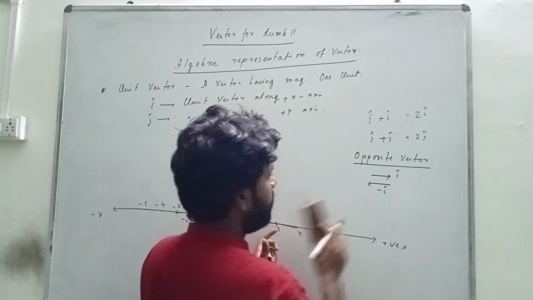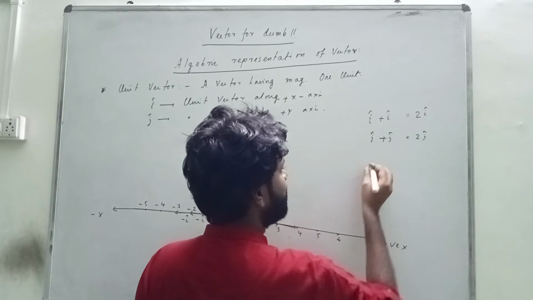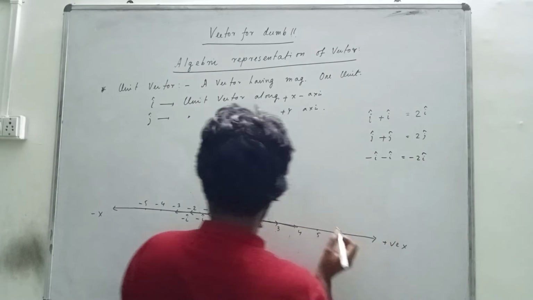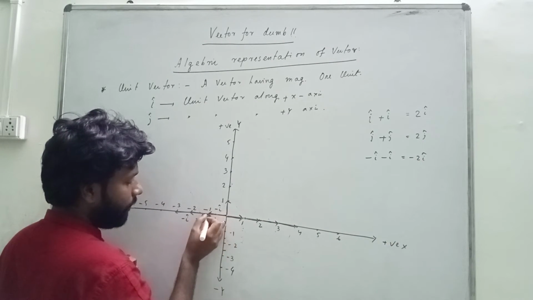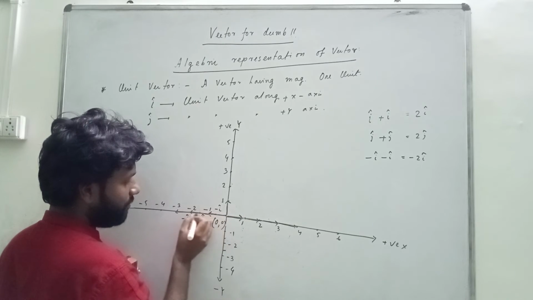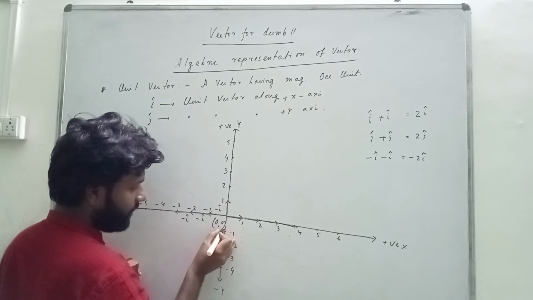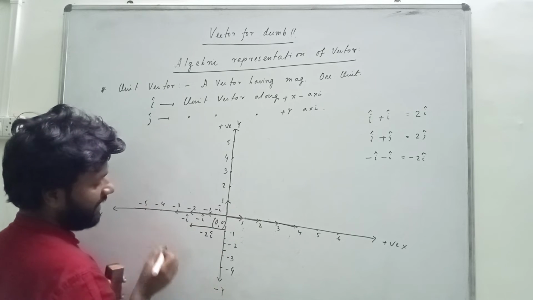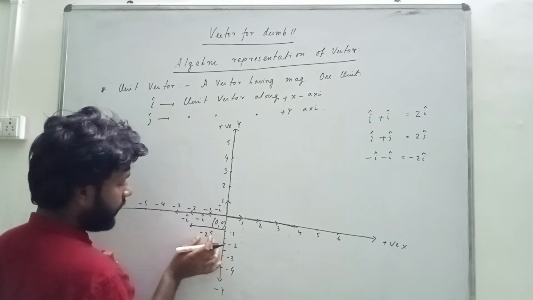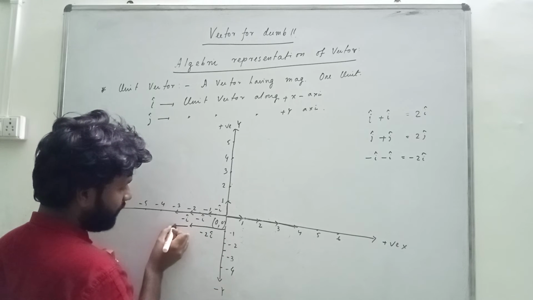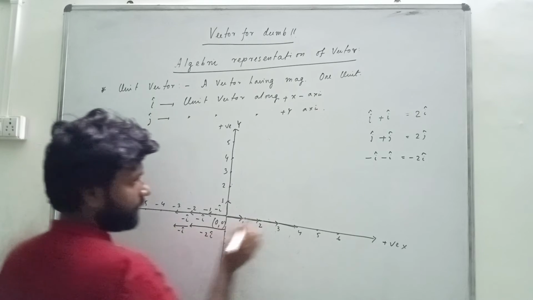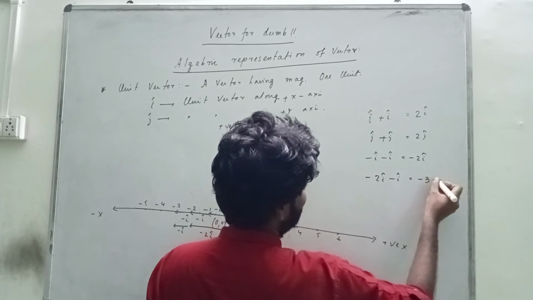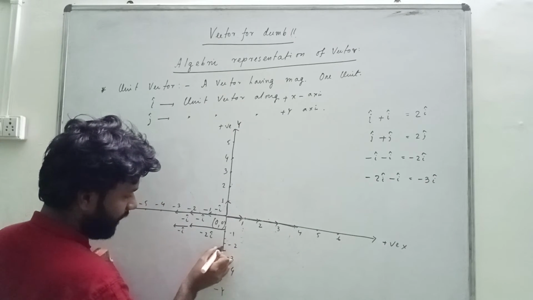And obviously, minus i cap plus minus i cap means minus 2 i cap, right? So ultimately, from here it is your minus 2 i cap, and it is actually your minus i cap. So ultimately, minus 2 i cap minus i cap is your minus 3 i cap.